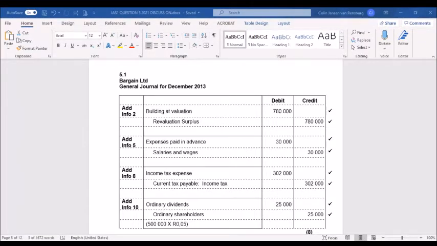Now we get that 8,939,000. Right. So there was a little lesson, ladies and gentlemen. Don't forget, every time you draw up the financial statements and you've made any adjustments by means of journal entries, you must take them into account as well.